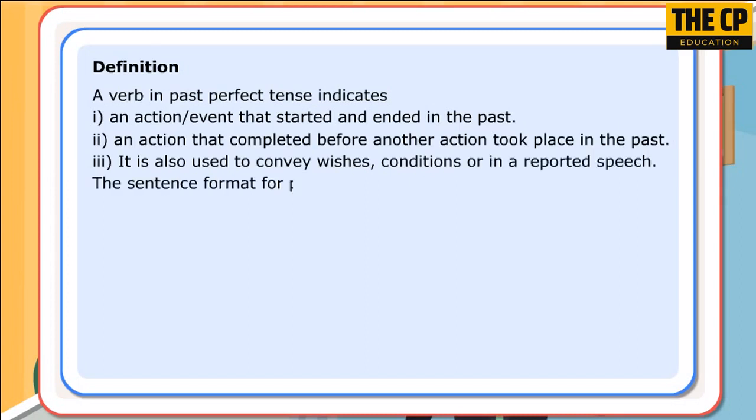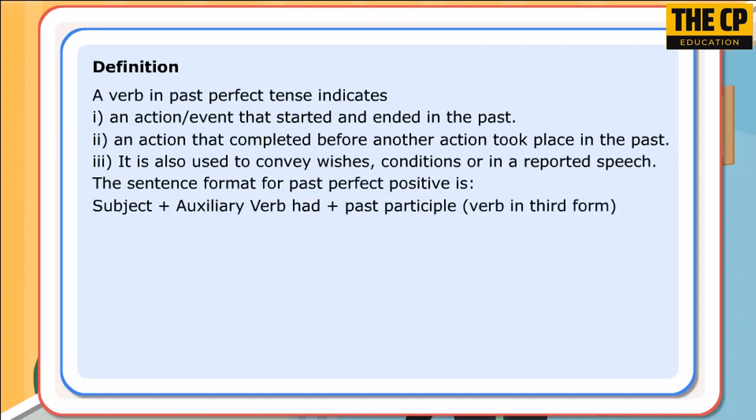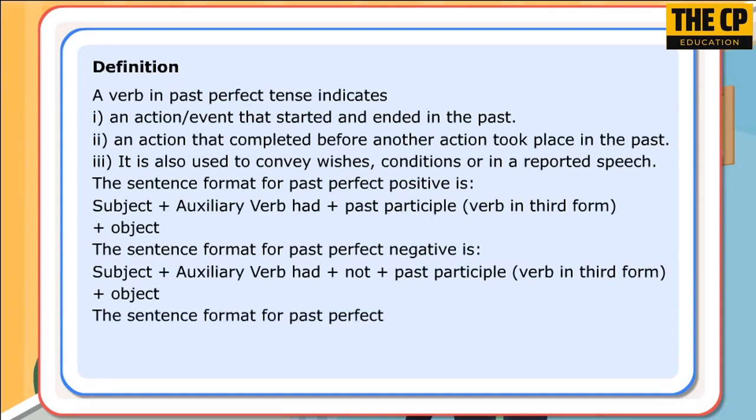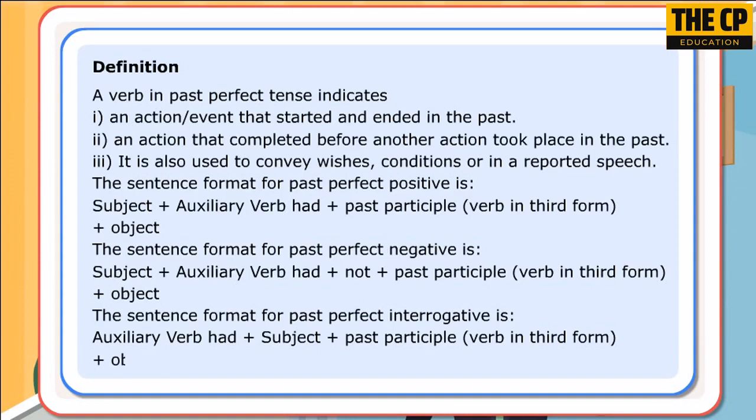The sentence format for past perfect positive is subject plus auxiliary verb had plus past participle verb in third form plus object. The sentence format for past perfect negative is subject plus auxiliary verb had plus not plus past participle verb in third form plus object. The sentence format for past perfect interrogative is auxiliary verb had plus subject plus past participle verb in third form plus object. Let us look at these sentences in past perfect tense.